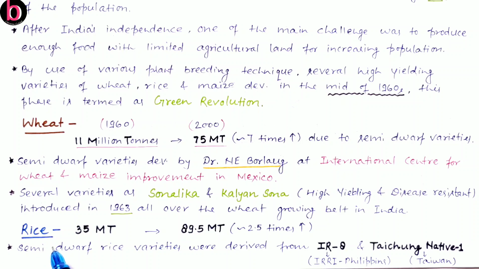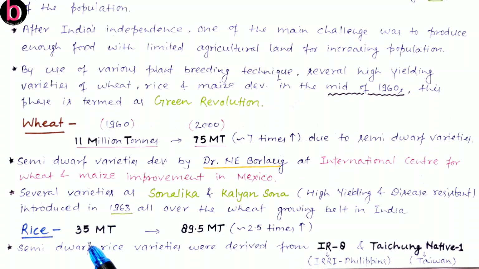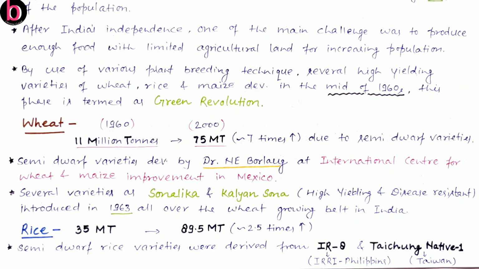Second is rice. In the year 1960, rice production was nearly 35 million tons, and by the end of 2000 this rose to 89.5 million tons, meaning nearly 2.5 times growth in rice productivity, and again this was due to semi-dwarf varieties of rice. These semi-dwarf varieties of rice were derived from IR8 and Taichung Native 1.